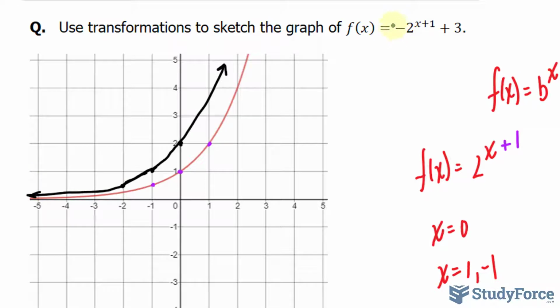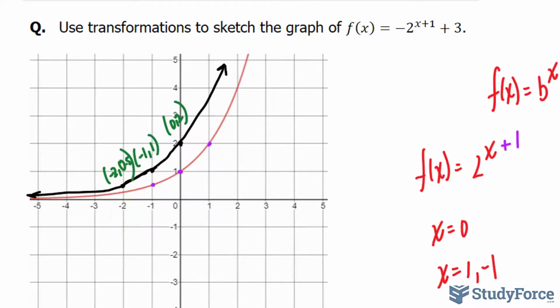My next transformation will be this negative that's at the front. What this will do is it will reflect the graph about the x-axis. So if this point right here is, let's say, negative 1 and 1, and this new point is at 0 and 2, and this point, well, we know it's negative 2 and 0.5.